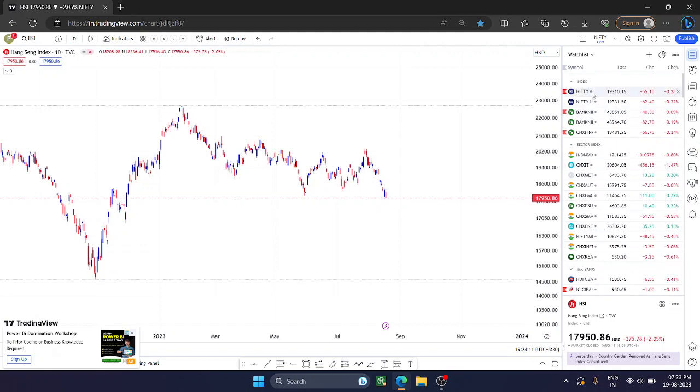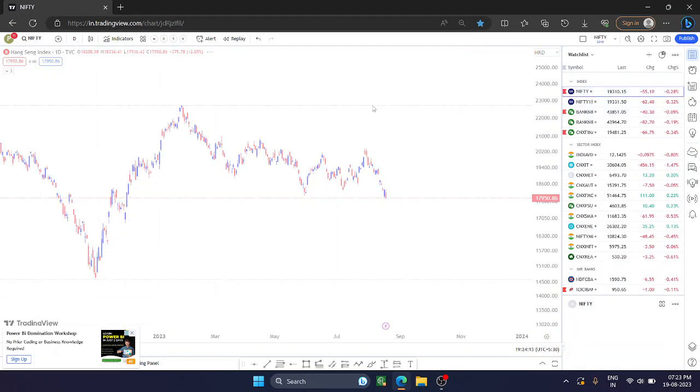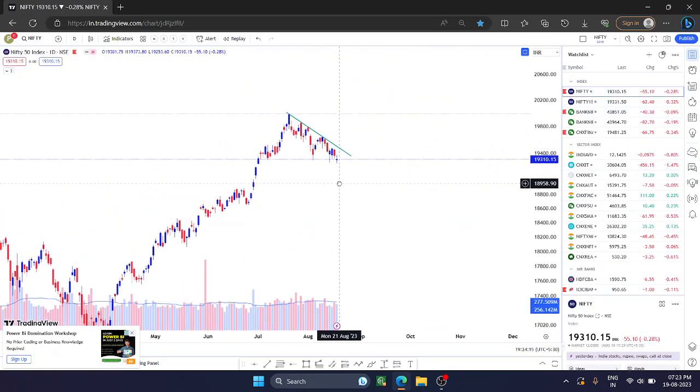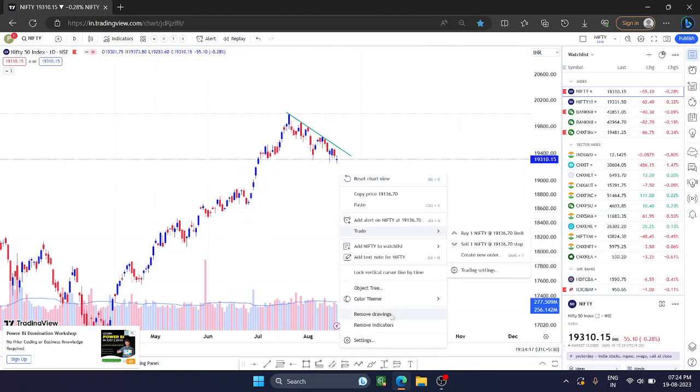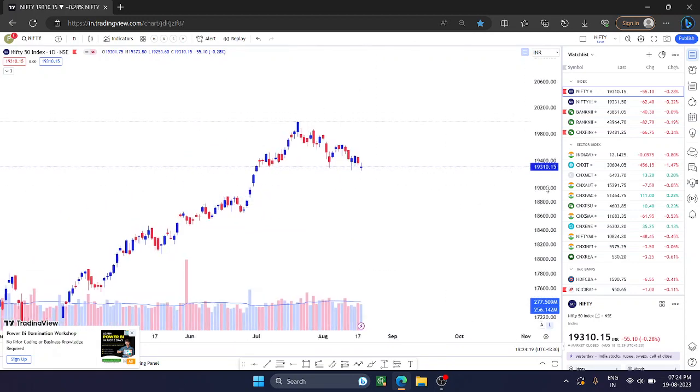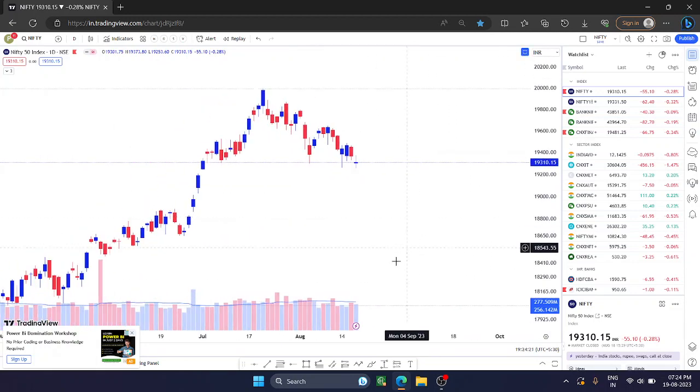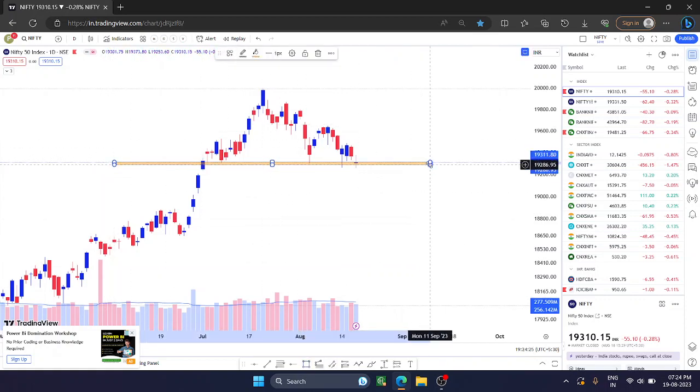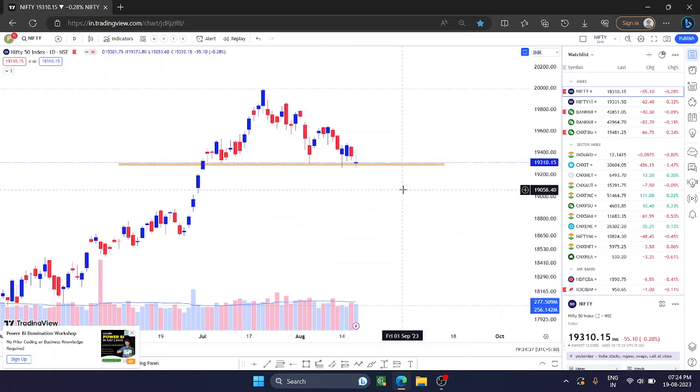Our market is continuously trading in a range. If I remove all the drawings, for Nifty it is trading at a very important support area. This zone, the support area, is 19,300 to 19,250. This is the range to watch very carefully for the Nifty for the upcoming days.